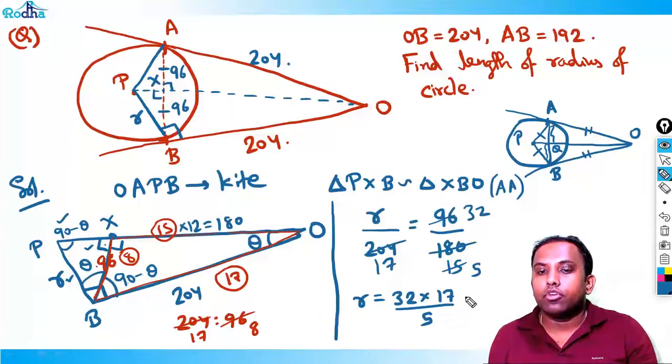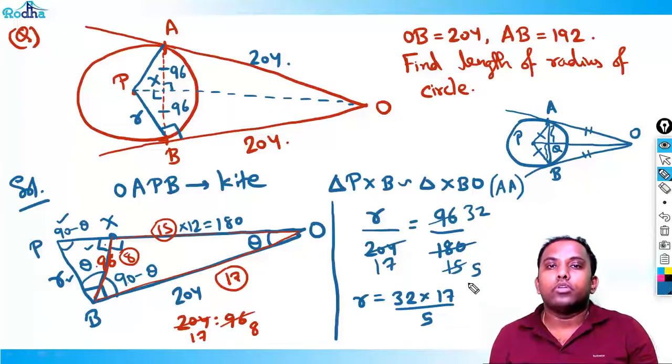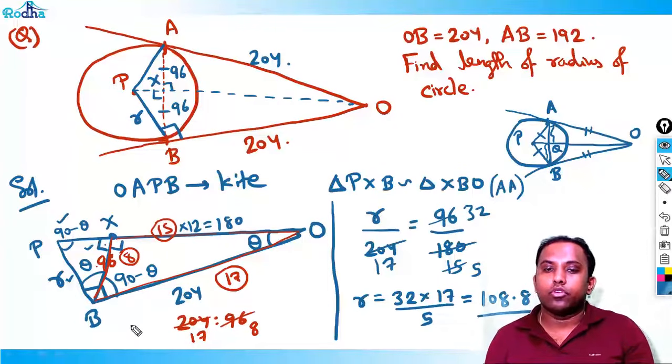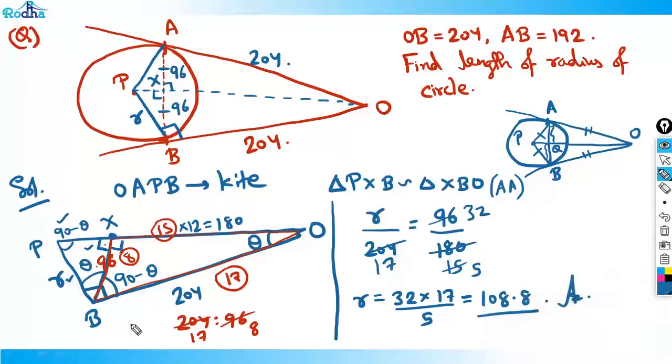If you solve it, double it, divide by 10. If you double it, 32 into 34. So 32 into 34 is how much? It is 33 square minus 1, so 1088 by 10, it is 108.8. That should be the answer for this question.